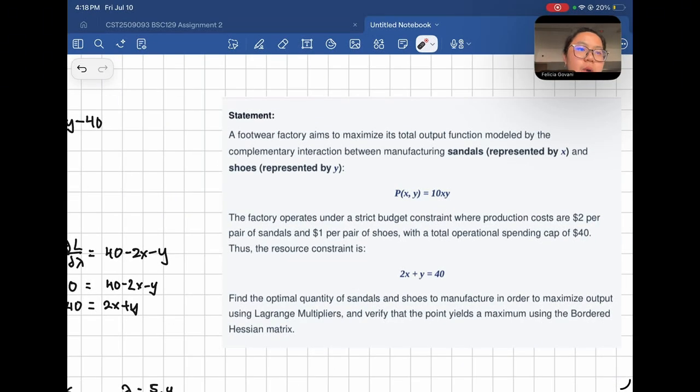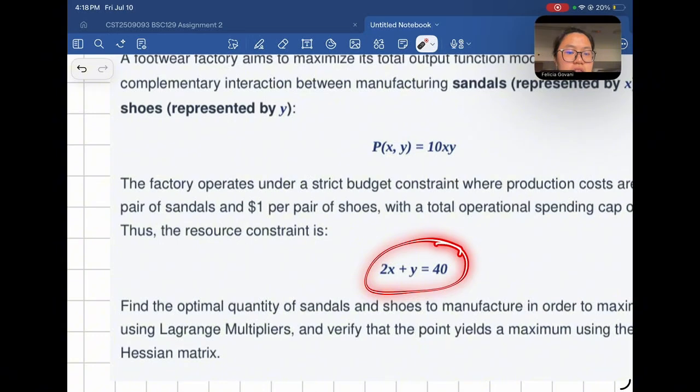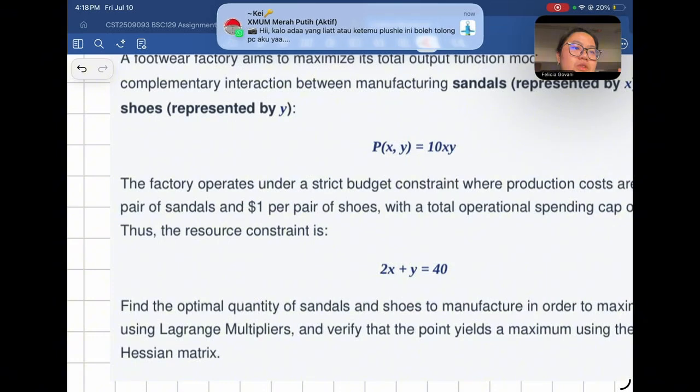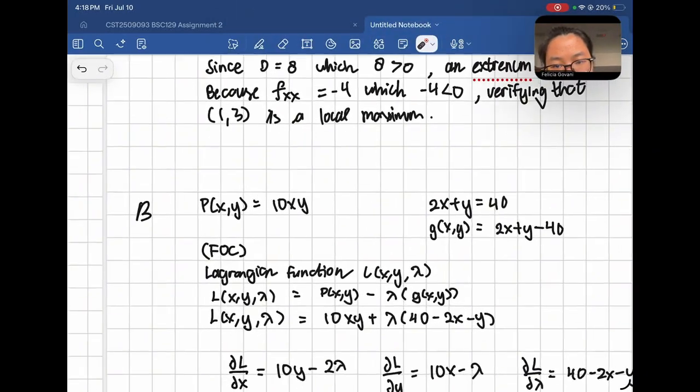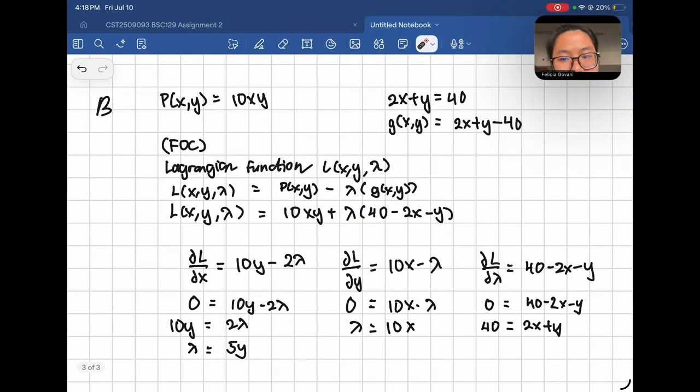Maybe someone will ask why we don't directly substitute this equation into the function. With Lagrange multipliers, we can make the calculation easier than doing substitution. With substitution, sometimes if the expression is a polynomial or something really tricky, like an exponential, it will be really hard to substitute and really hard to differentiate. So we're using Lagrange multipliers.